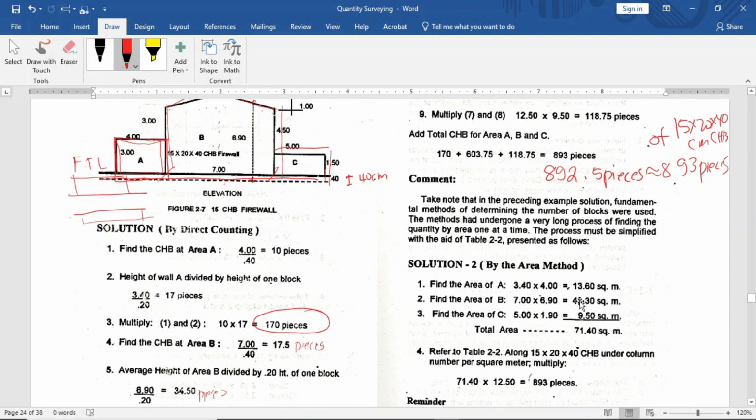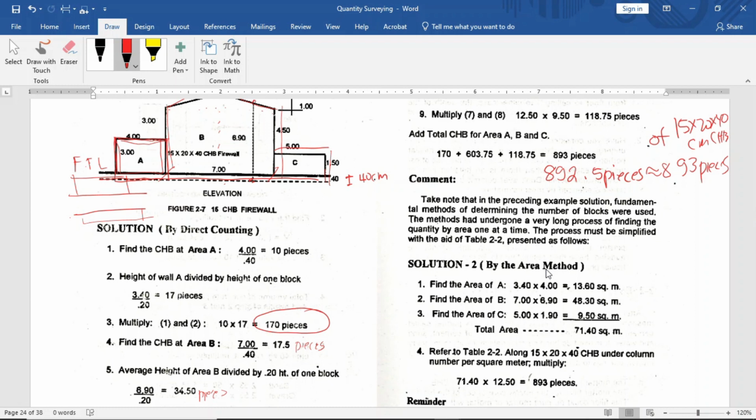So how about naman by area method? So since alam natin mas madali yung area method, gamitin lang natin. So by area A. So 3.4 by 4. So ang kakalabasan is 13.6. Tapos area B, average height lang times the length na 7 meters. So 7 by 6.9 is 48.3. Tapos area C is 5 meters by 1.9 is equal to 9.50 square meters. So ang total area is 71.40 square meters.